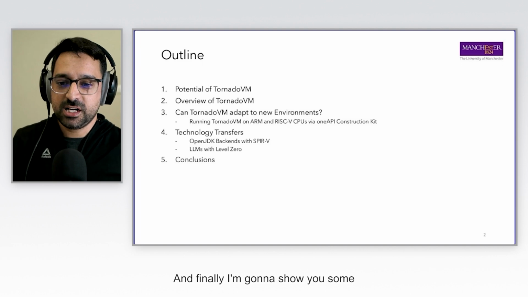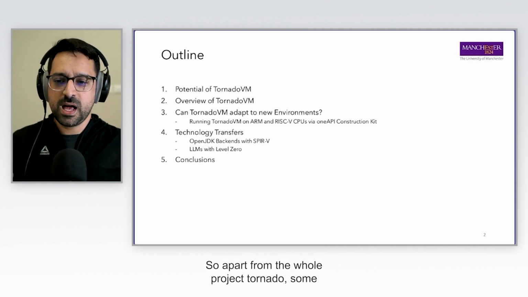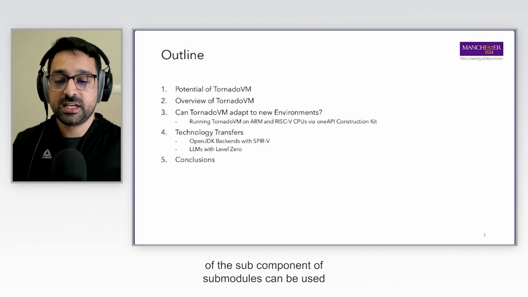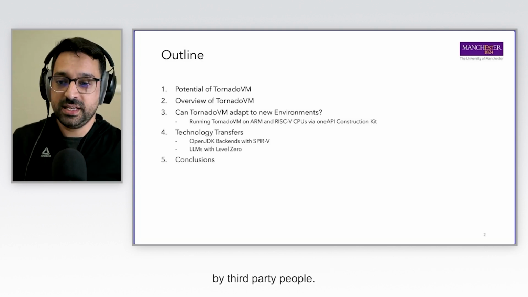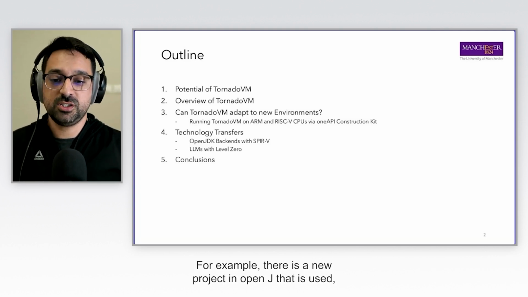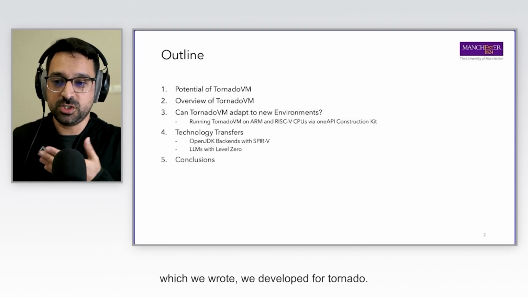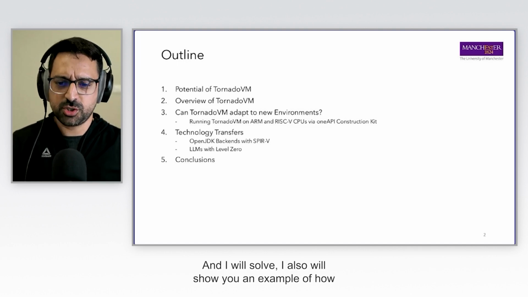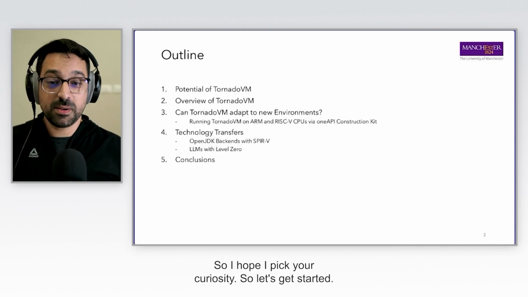And finally, I'm going to show you some of the standalone technologies that Tornado has created. Apart from the whole project, some of the subcomponents or submodules can be used standalone. In fact, some of them are being used by third parties. For example, there is a new project in OpenJDK that uses the code generator that we developed for Tornado. I will also show you an example of how to run LLMs with one of the technologies in Tornado. So I hope I piqued your curiosity.